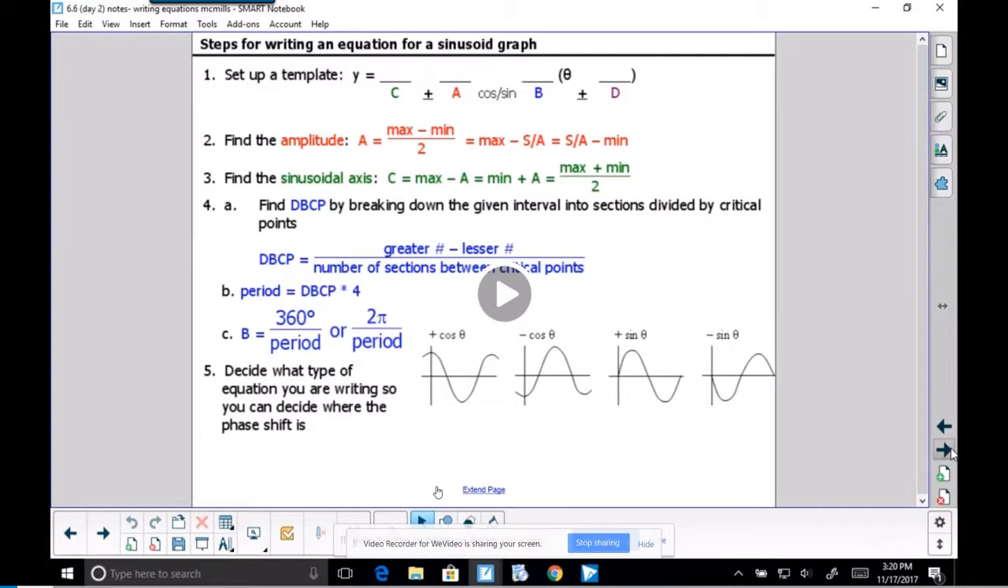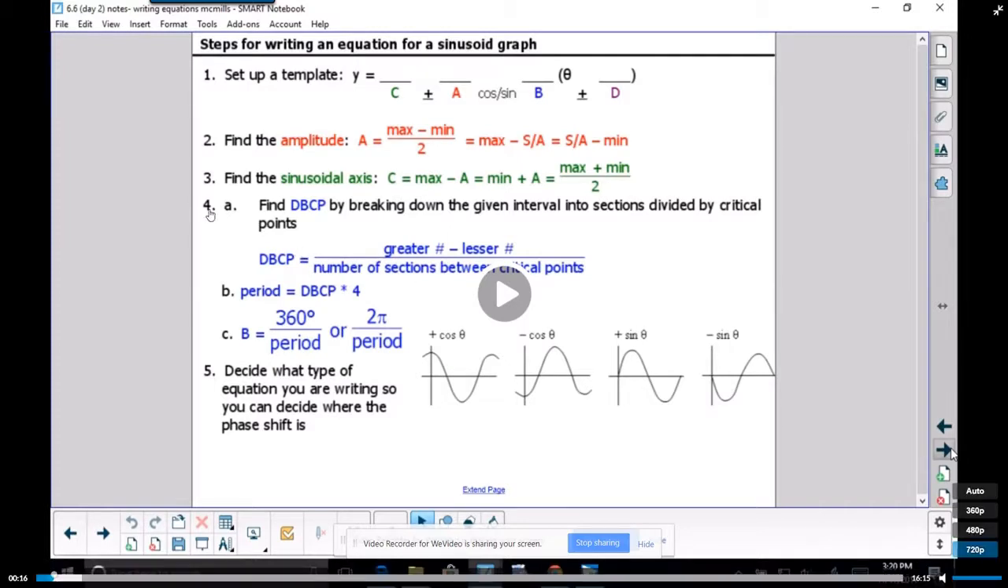The hardest part is part 4. Part 4 talks about how to find B. B has 3 steps to it. The first thing you want to do is find the distance between critical points, and I'll go through all that. Then you want to find the period, and then you're going to want to find B. So look at number 4 on this page 23 when you're having a hard time finding that B value.